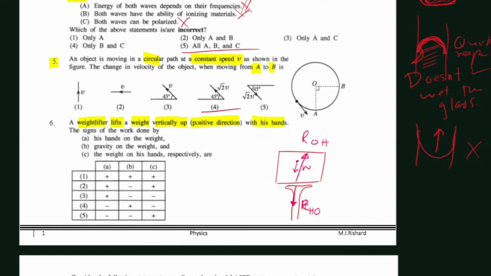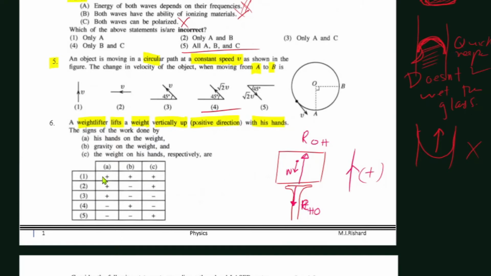So if you see the signs of these things, this is W. They have asked us to take the upward direction as positive. So the force acting on the object by the hand is positive. The work done by the hands on the weight, by the hands on the object, is positive.